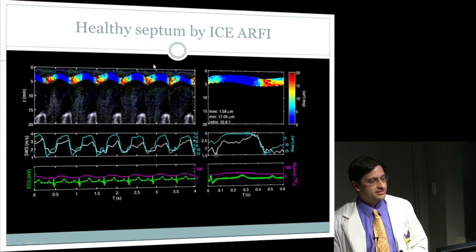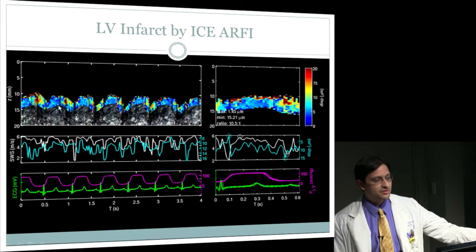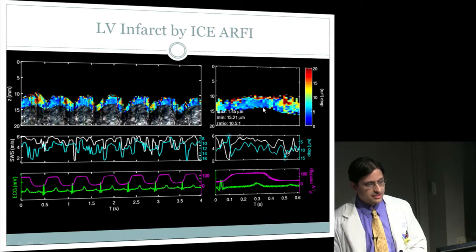And this is a healthy septum here, and then you can contrast that with our infarct data where you don't see a lot of that red high displacement area. And in fact, if you just look at one bead, it appears that there's very minimal viable tissue, and this is actually on the RV side of the septum, suggesting that this is basically a primarily transmural infarct in the septum here that's been adequately assessed by ARFI.